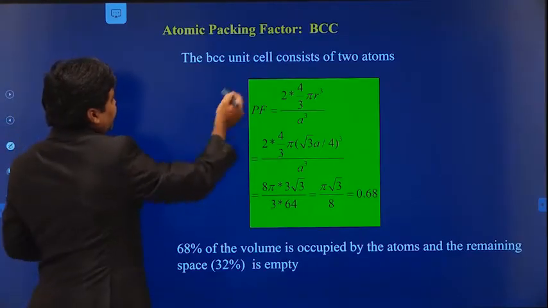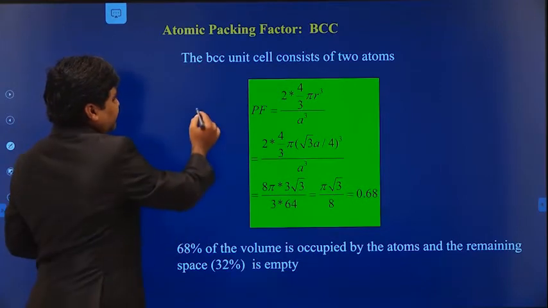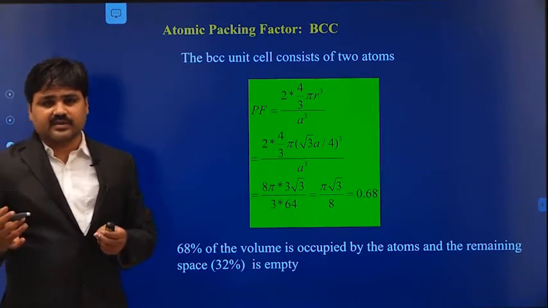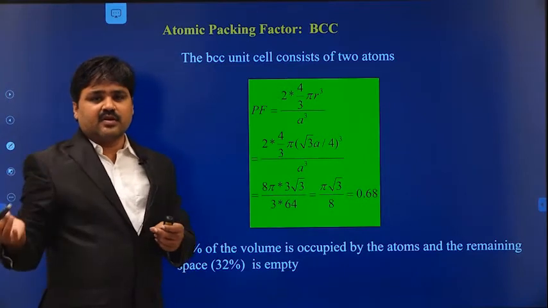Okay, so next we will calculate the atomic packing factor. In the same way as we have defined before, the atomic packing factor means the volume of the atoms divided by the volume of the unit cell.